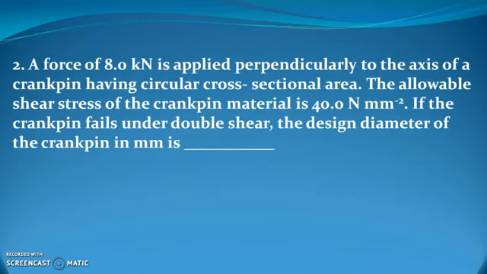Next question. A force of 8 kN is applied perpendicularly to the axis of a crankpin having circular cross-sectional area. The allowable shear stress of the crankpin material is 40 Newton per millimeter square. If the crankpin fails under double shear, the design diameter of the crankpin in millimeter will be how much? It's a straightforward question. You have to understand how the crankpin looks and how the force is applied on the crankpin.